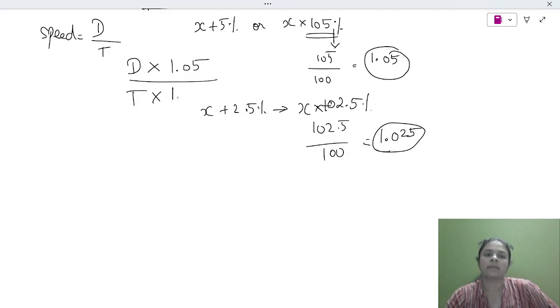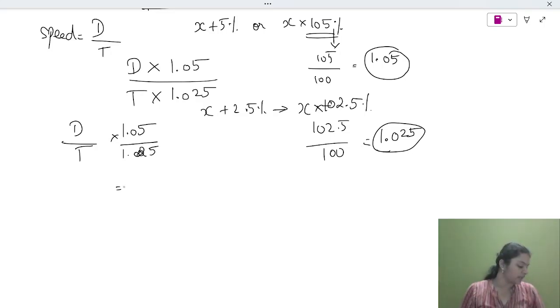So time into 1.025. So therefore the impact will be distance by time, 1.05 divided by 1.025. Can you work out and give me the value? The value will be 1.024.